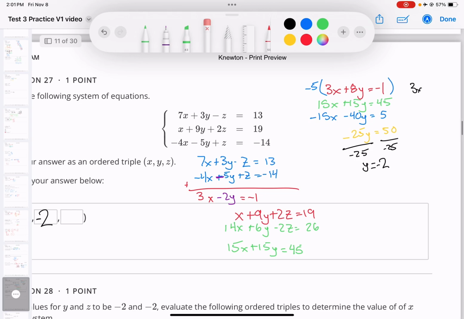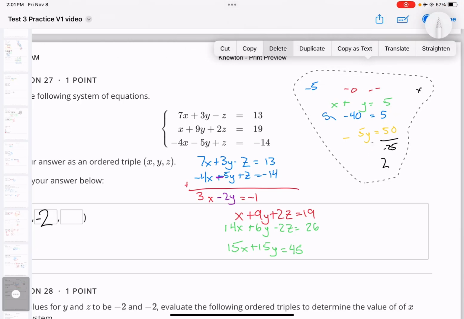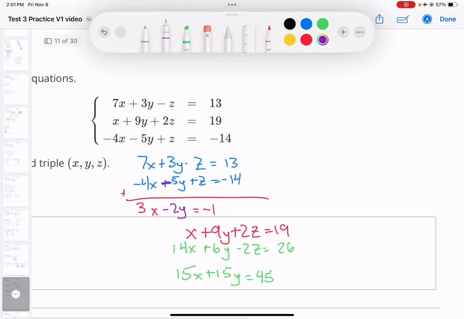So what I'm going to do, I'm going to erase all this other work. Honestly, probably could have kept that. Let's keep that, but let's do this. Okay, so let's get back to the pen. So I got 3x minus 2y equals negative 1. And then when I use my other one, that's down here, that gave me a 15x plus 15y equals 45. All right, this is going to work better.